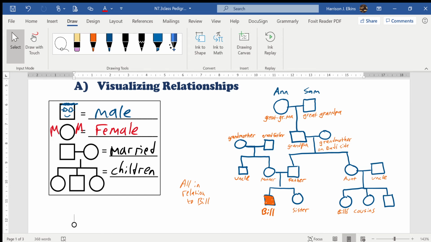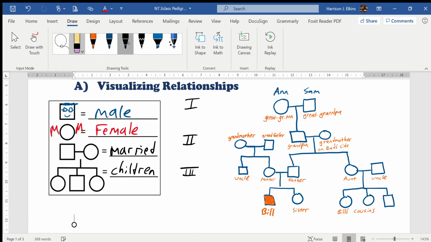If you didn't get all that, go ahead and pause and make sure that you've copied this diagram over. The last thing that we need to do is label the generations. So we would label this with Roman numerals. So I'm going to label that generation 1. Over here, these are the grandparents. So that's generation 2. Over here, this is the 3rd generation. So I'm going to represent that with Roman numerals. And then I'm going to represent this as the 4th generation.